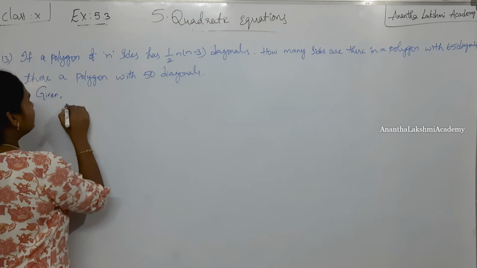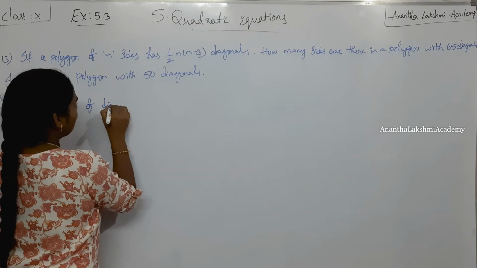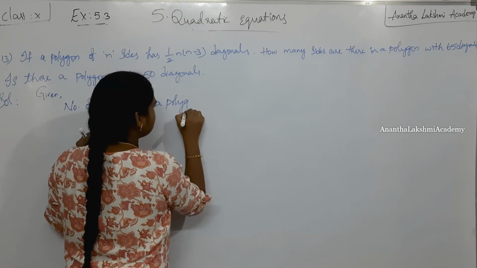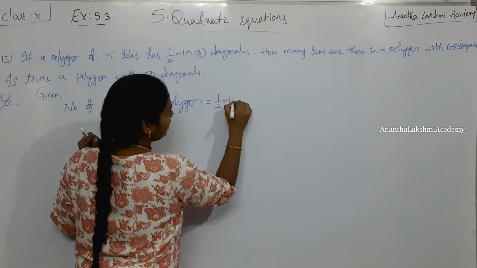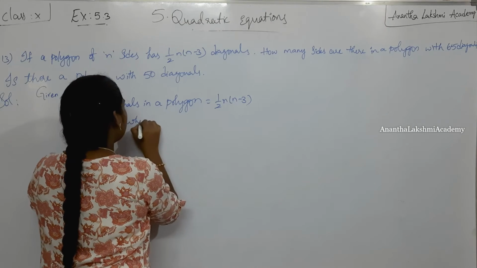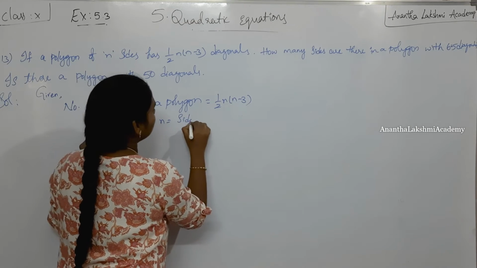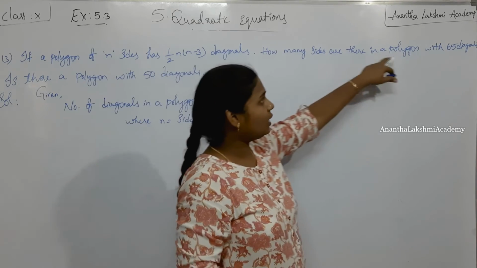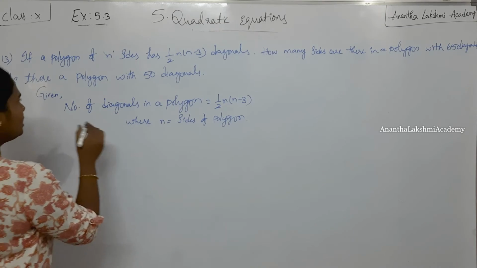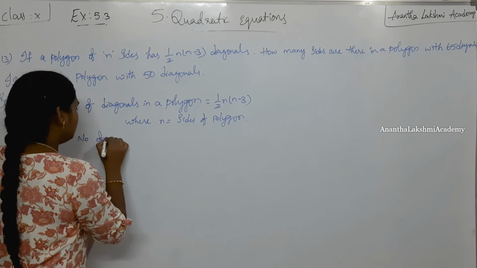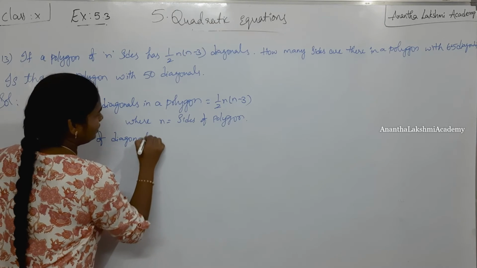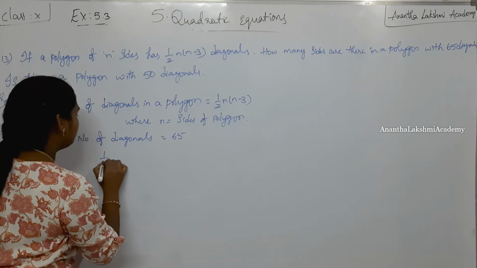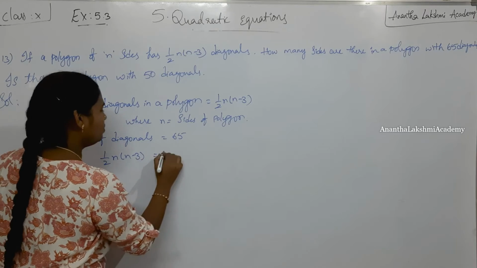Given the number of diagonals, find the number of sides of a polygon. The number of diagonals in a polygon is equal to n(n minus 3)/2, where n is the number of sides of the polygon. Now what is given for us? How many sides are there in a polygon with 65 diagonals? The number of diagonals is 65. So what is the formula for this? Half into n into n minus 3 is equal to 65.